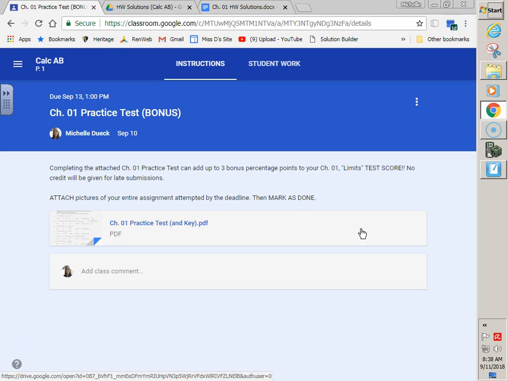Now, here's a dealio. Some of you guys, let's just think through. Let's be honest. You have a key. You have a key with work shown. And this is a bonus assignment. What's the temptation?